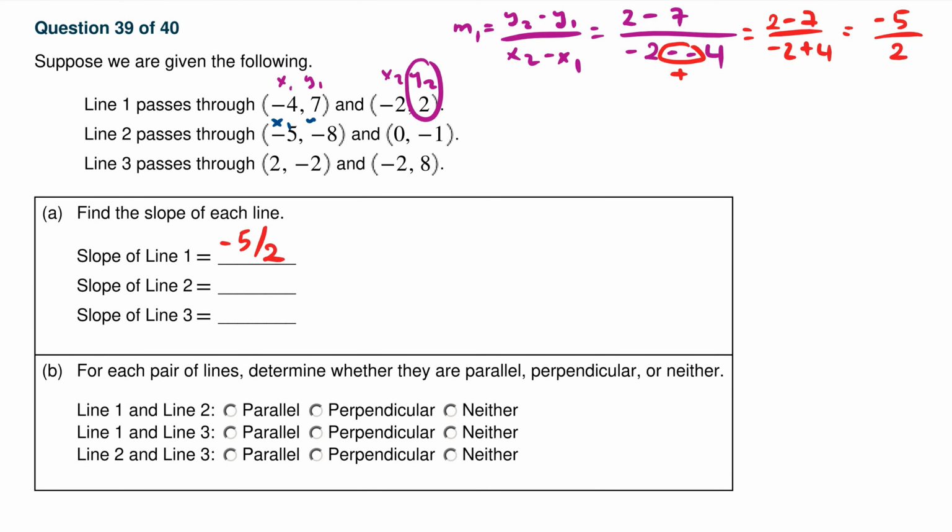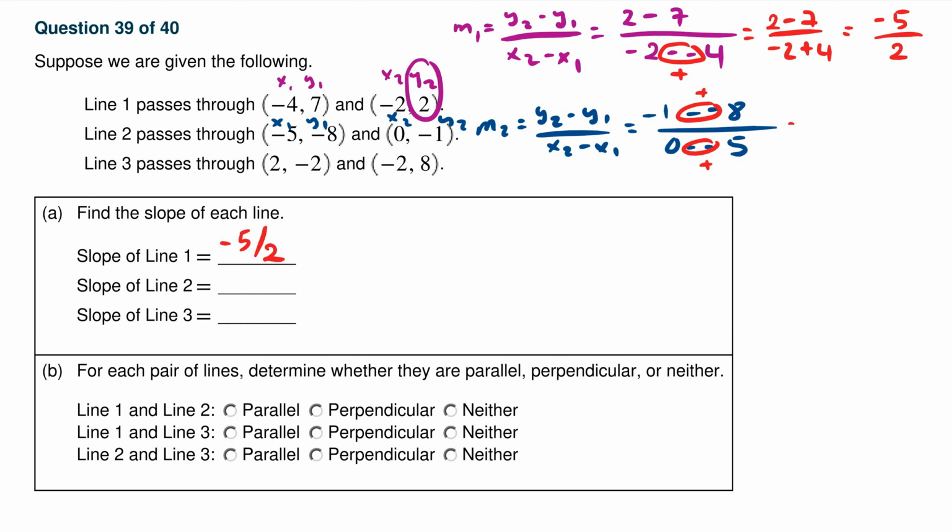Line 2, x1, y1, x2, y2. M2 equals y2 minus y1 over x2 minus x1. That will be negative 1 minus 8 and 0 minus 5. The two negatives turn into a positive. That will be negative 1 plus 7 over 5. So that will be 6 over 5. Line 2 is 6 over 5.